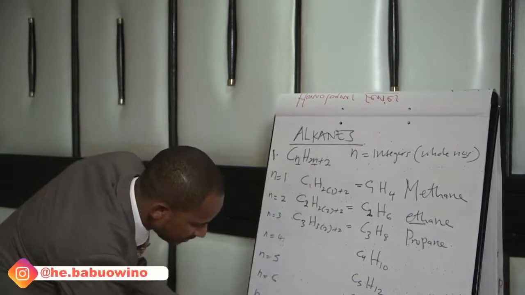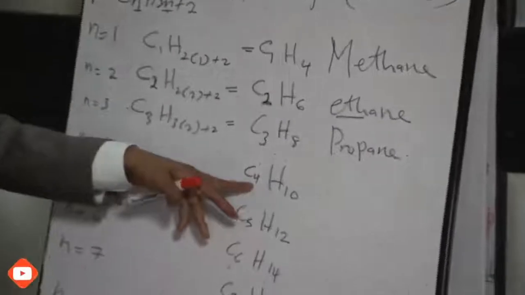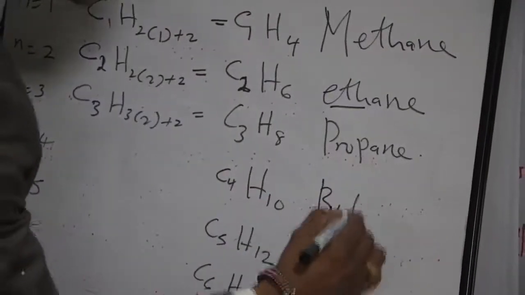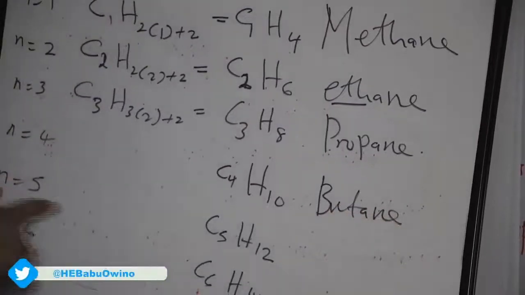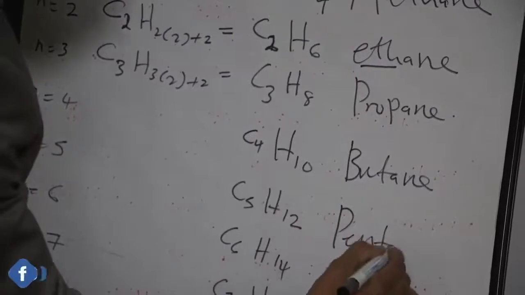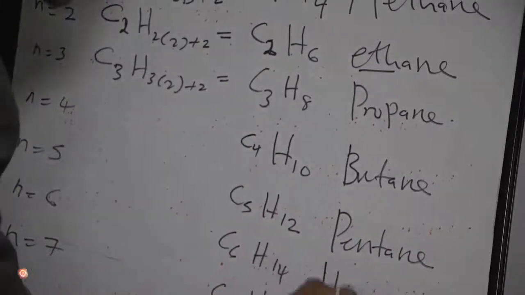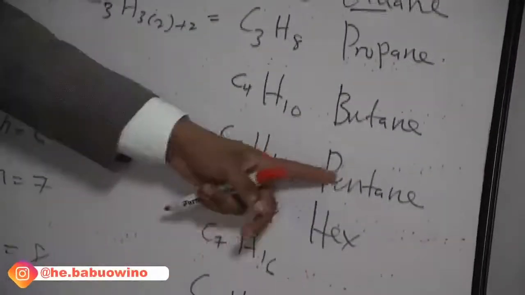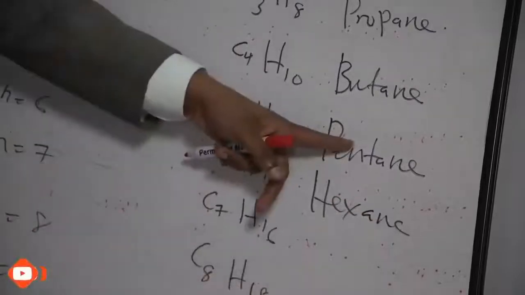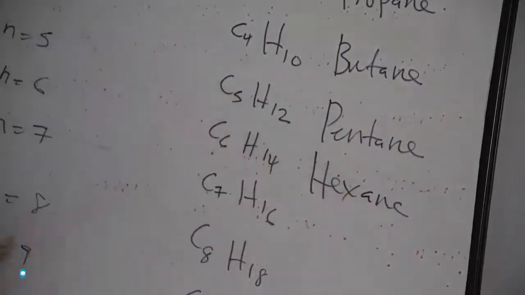and finally N10. From propane, when it has 4 carbon atoms with 10 hydrogen atoms, it is called butane. When N is 5, C5H12 is pentane. C6H14 is hexane, from the word hexagon. Pentane, from the word pentagon. Pentagon is a 5-figure. Hexane, hexagon, 6.